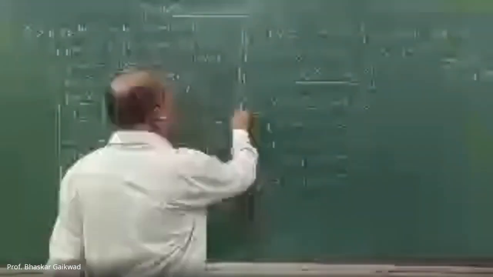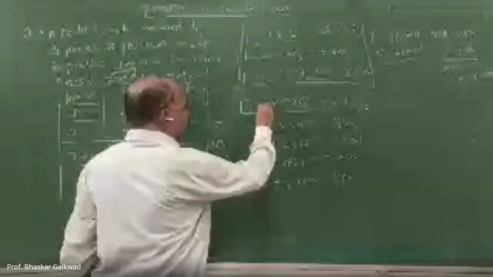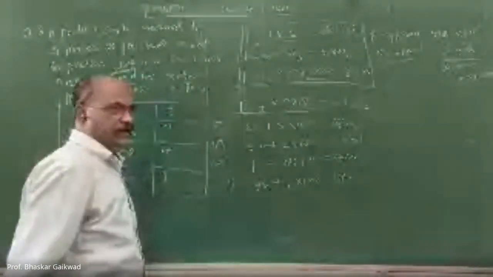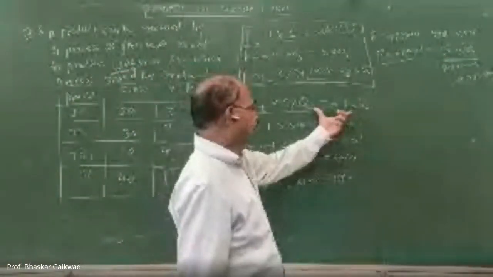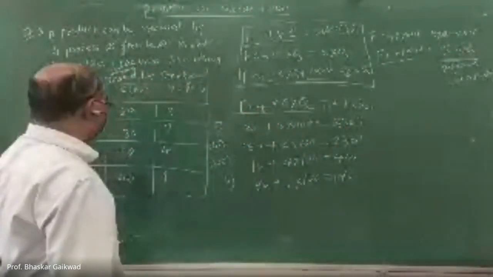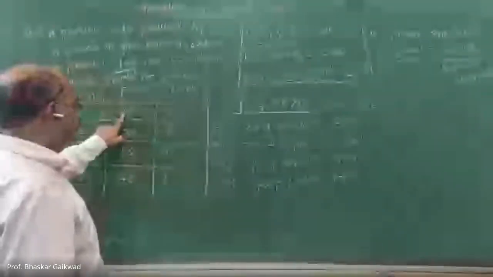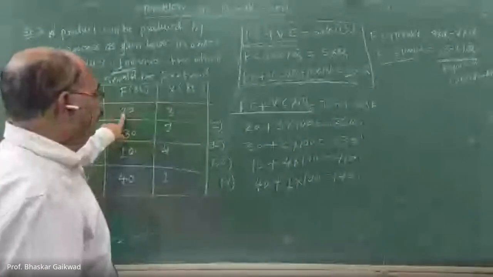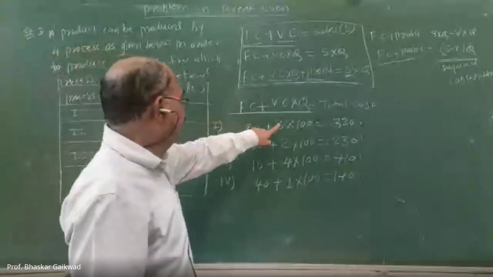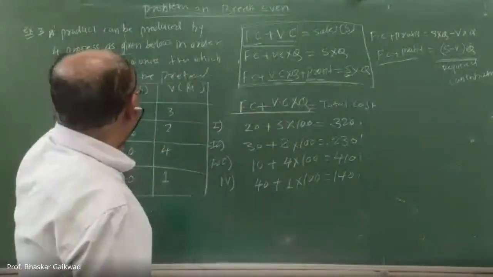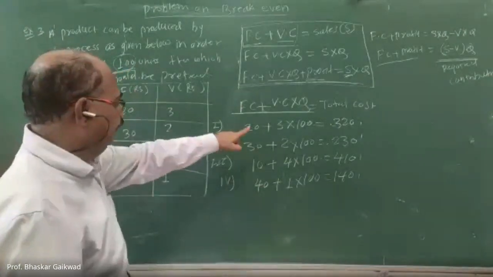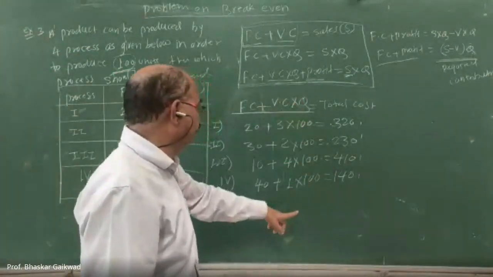A very simple formula is there: fixed cost plus variable cost into quantity. This is our total cost. So for each process you have to calculate this cost. Fixed cost for the first process is 20, variable cost 3, and the quantity is 100. This 100 quantity is the same for all processes.